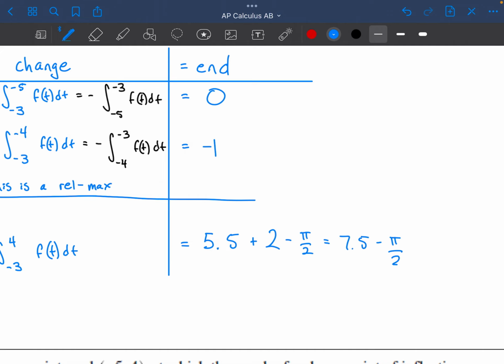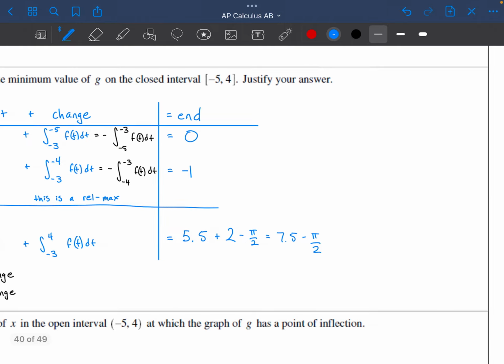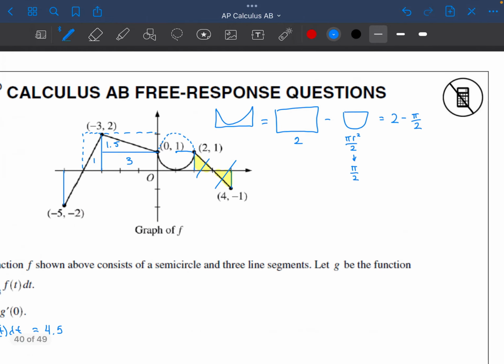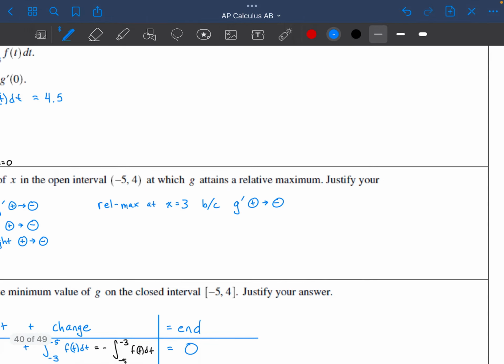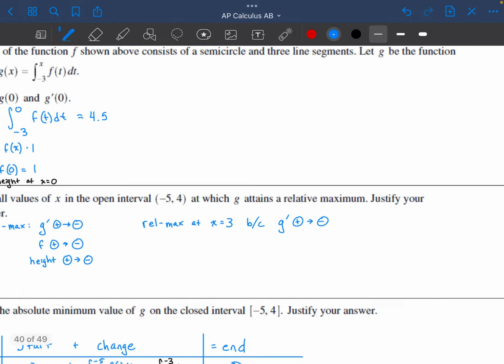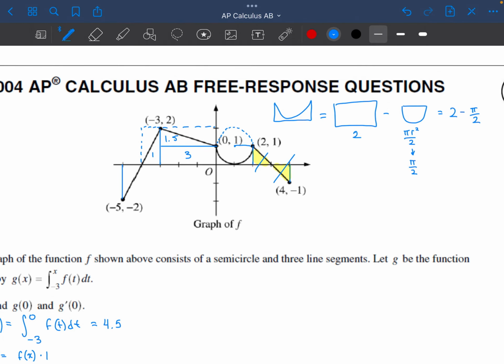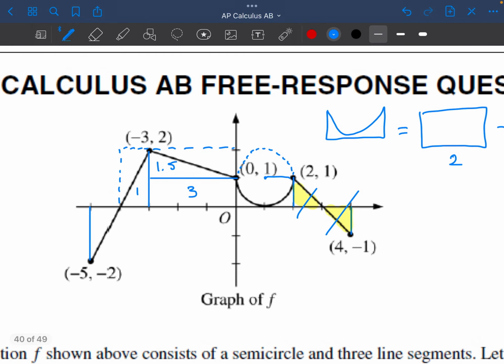7.5 minus pi over 2. And that seems, wait, I feel like there's a mistake that I made. I want to double check this. Why did I say 5.5? Okay, just double checking. Oh my gosh, I see my mistake right now. If you found it as well, then you can log it. I was being silly. Something is irking me.